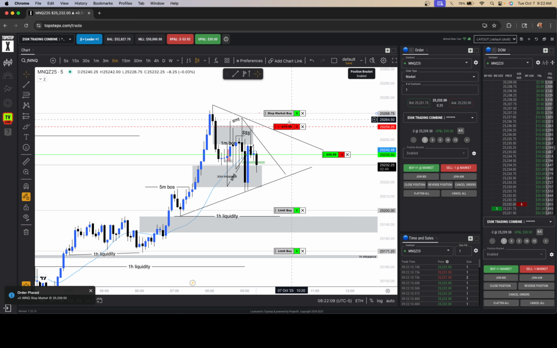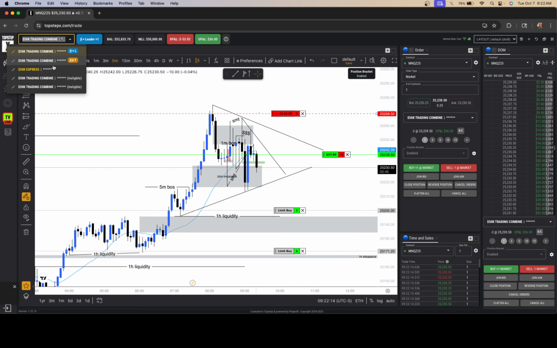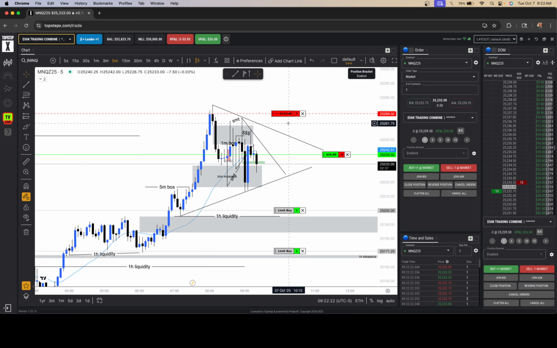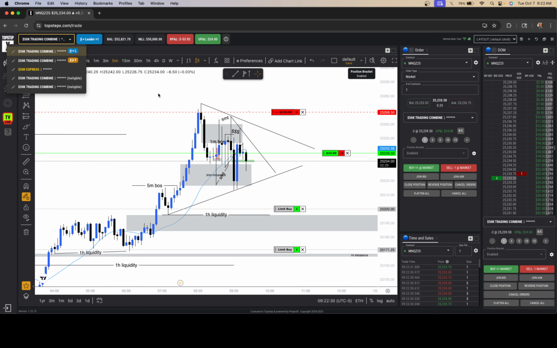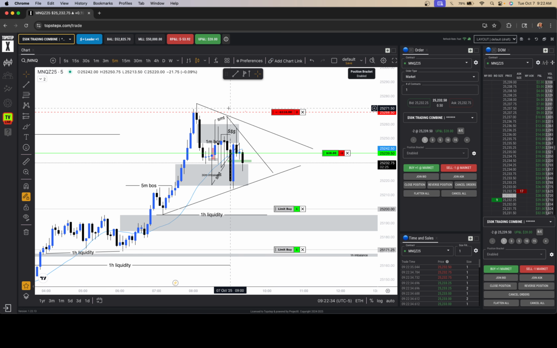Switching to this just so I can see the price. And if you didn't know, we are copy trading two accounts right now. The two combines, and then we have one express right now, which we are not copy trading on. We are managing it separately by itself.